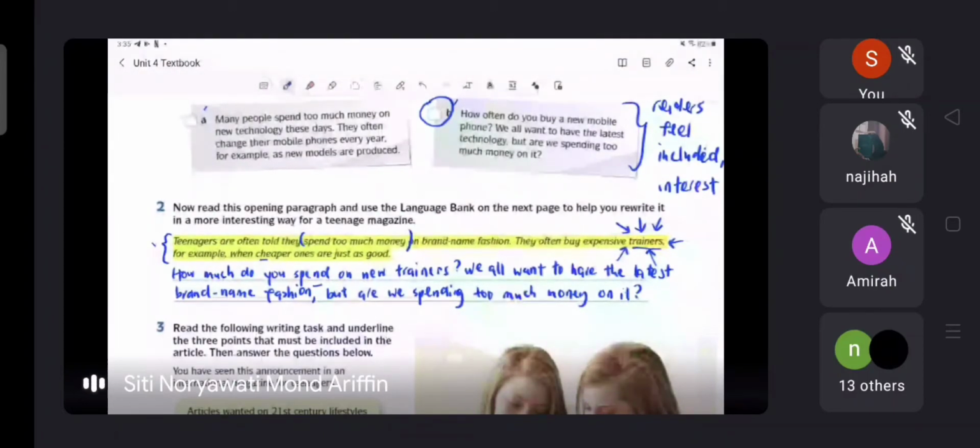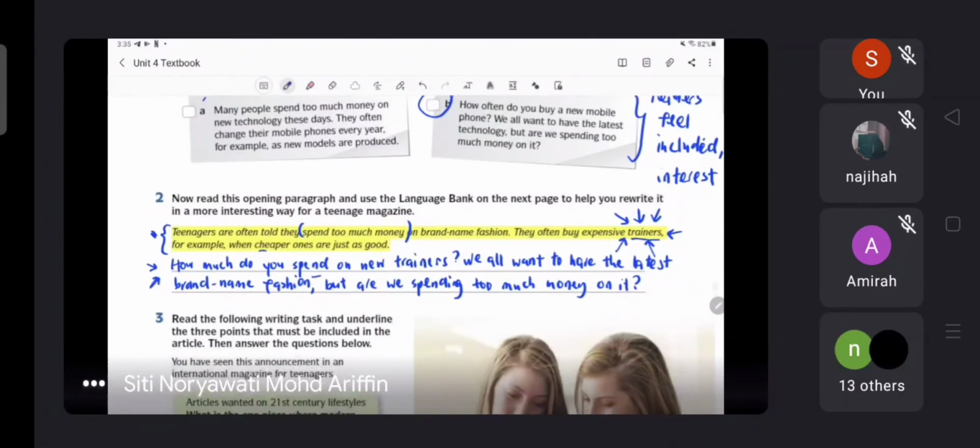Okay, ni contohnya. Okay, instead of giving statements in the beginning of your paragraph, you can write questions like this. Okay, bila baca soalan ni kita rasa macam betul juga. How much do we spend on new trainers? Kita pun bayang answer dia. Okay, we all want to have the latest brand name fashion, but are we spending too much money on it? Okay, so this clearly is a better introduction lah. Okay, so moving on.